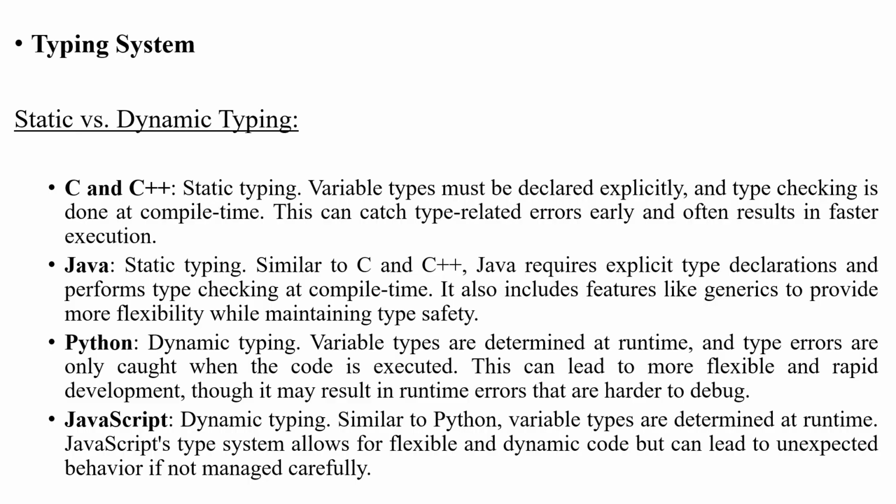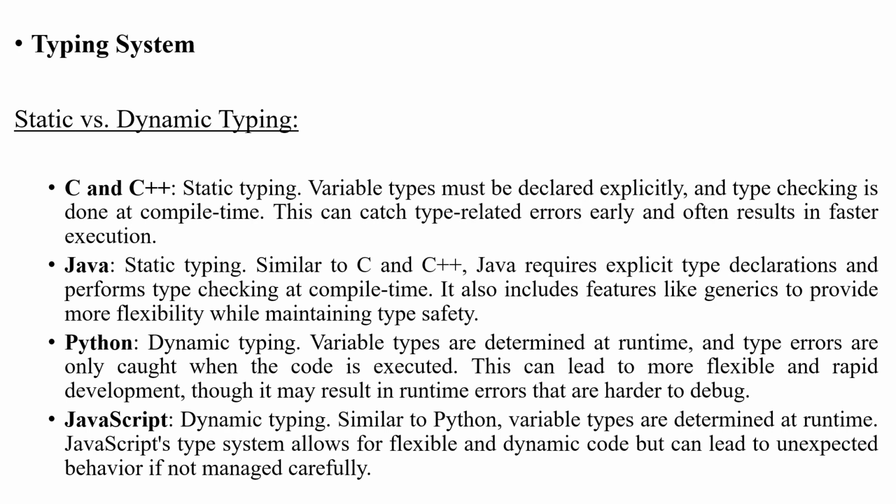Typing system, static versus dynamic typing. In C and C++, variable types must be declared explicitly, and type checking is done at compile time. This can catch type-related errors early and result in faster execution. Java's static typing is similar to C and C++. Java requires explicit type declaration and performs type checking at compile time. It also includes features like generics to provide more flexibility while maintaining type safety.